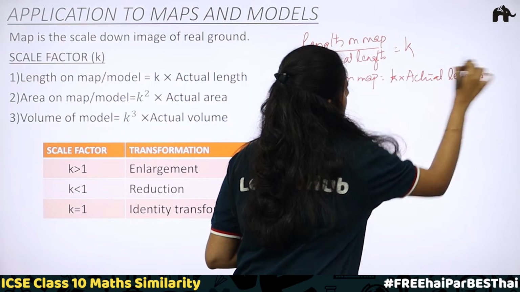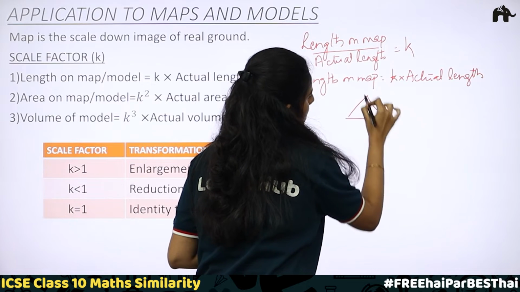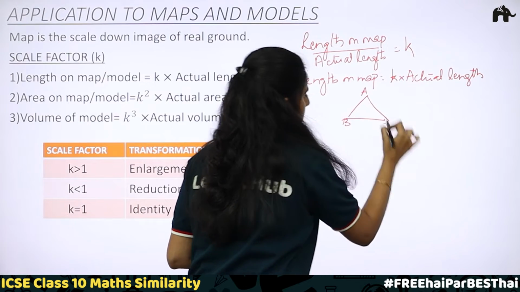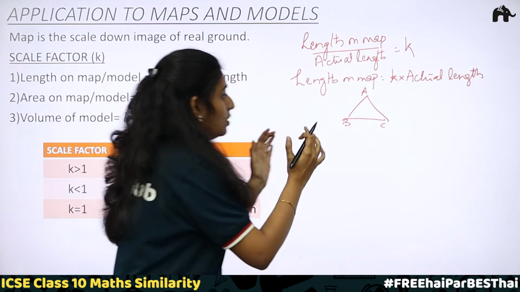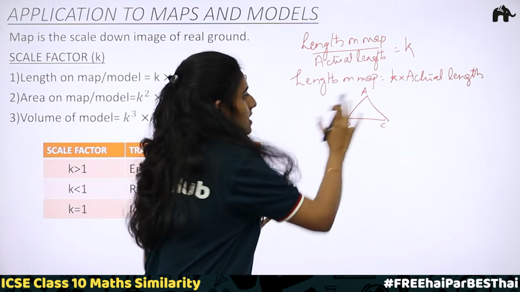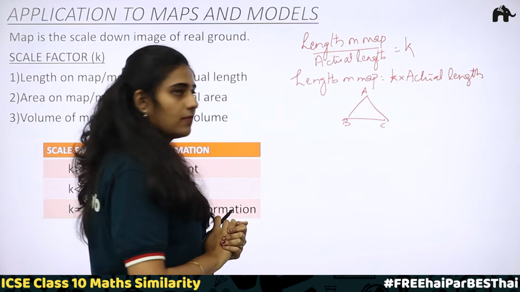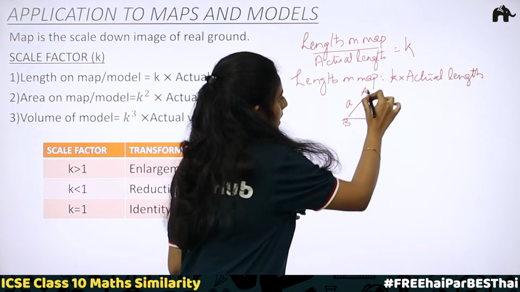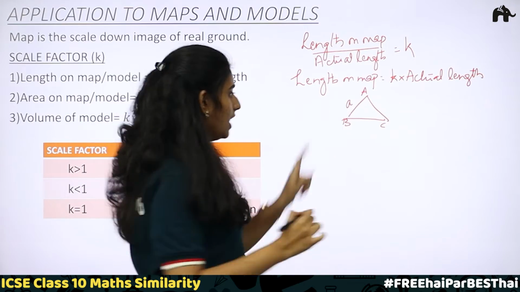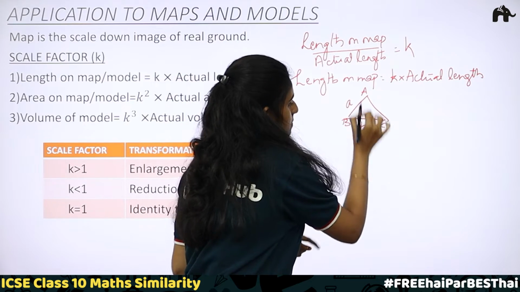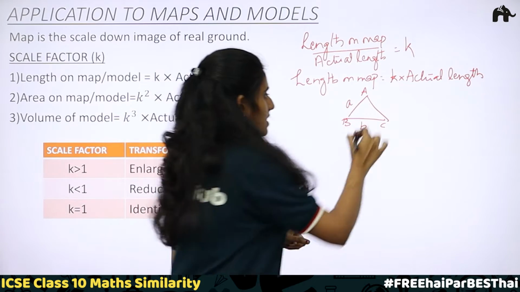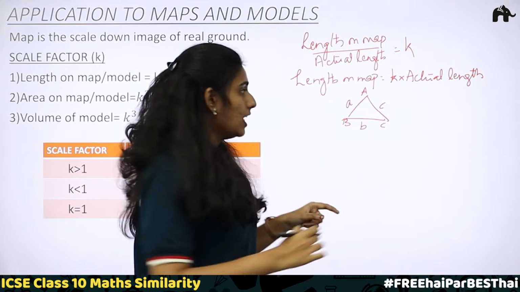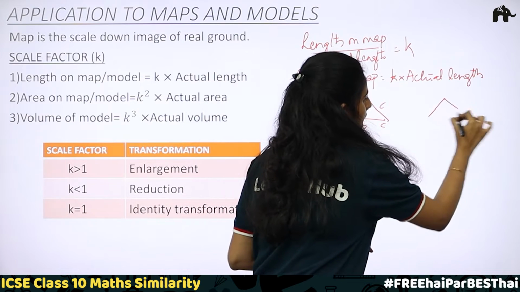Okay. Let us consider a triangle. This is my triangle ABC. I am reducing this triangle with a scale factor K. What happens then? Here I am taking the side as A. Length of side AB is A. Length of side BC is B. And length of side AC is C. Okay. Now I am reducing it to a smaller triangle.